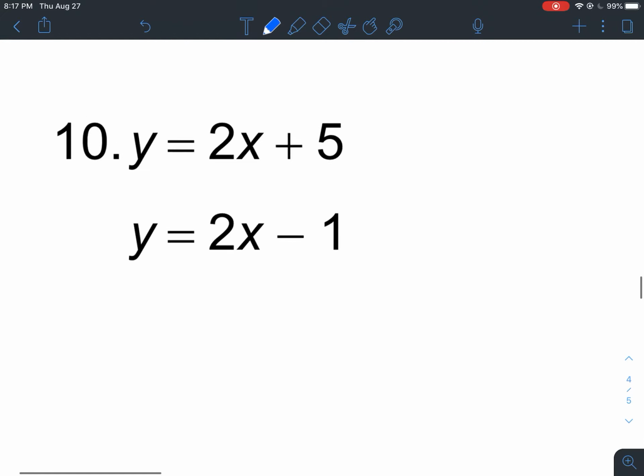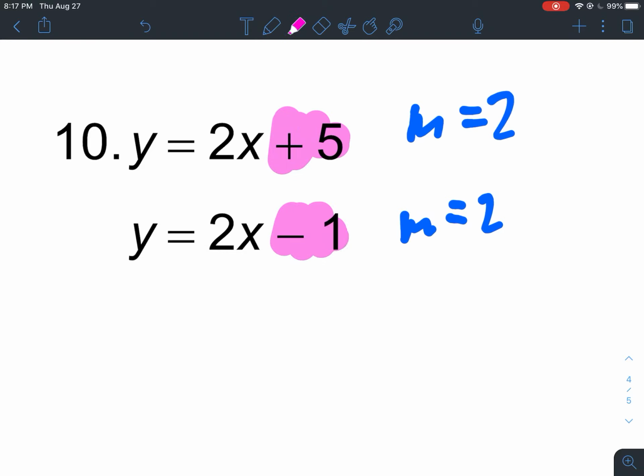The first thing you want to do is look at the slopes. The slope of this one is 2, and the slope of this one is 2. So they're going to be either parallel, or they're going to be the same exact line. Then we look at the intercepts. The intercepts are different. Therefore, they are not the same exact line. They must be parallel.